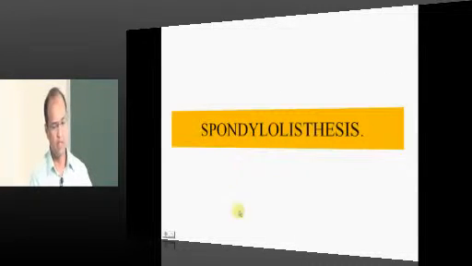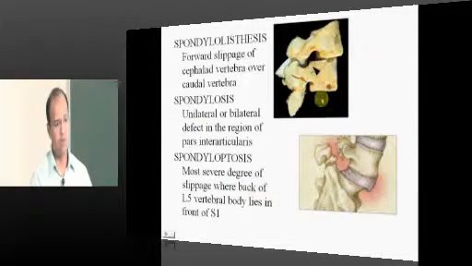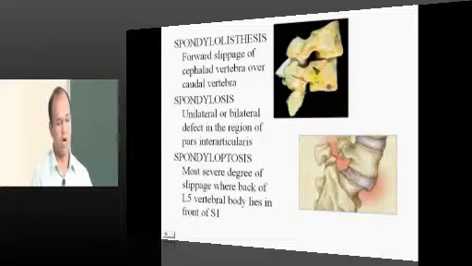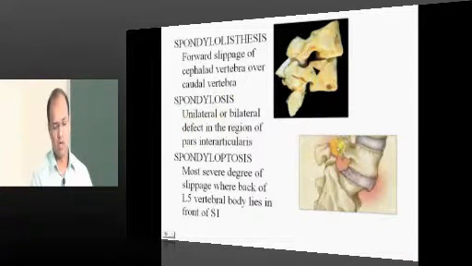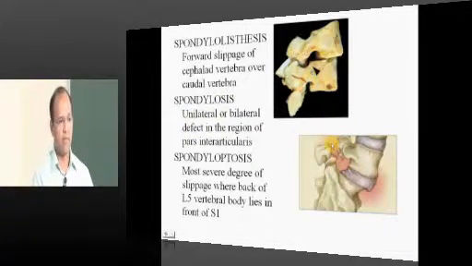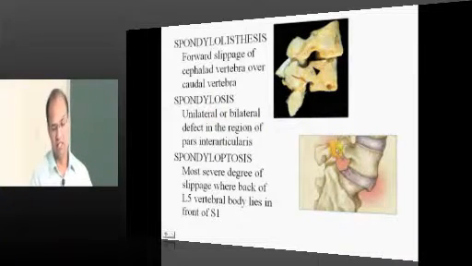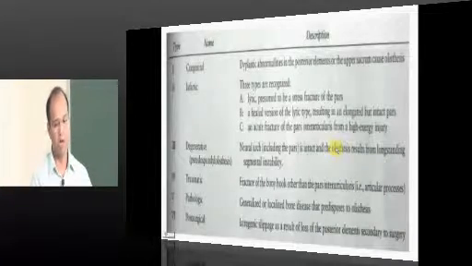That is all about kyphosis. Next is spondylolisthesis. I told you slipping of one vertebra over another vertebra is called spondylolisthesis. A fracture or a lysis in the zone of the pars interarticularis is called spondylolysis.